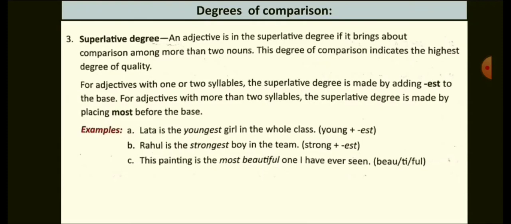Number B, Rahul is the strongest boy in the team. Here strong is also the base which has single syllable. So est has been used with strong. Number C, this painting is the most beautiful one I have ever seen. So here the adjective beautiful has three syllables. So most has been used with the base beautiful. So the sentence becomes: this painting is the most beautiful one I have ever seen.